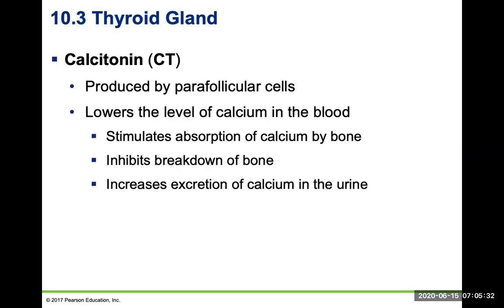Calcitonin lowers the level of calcium in the blood, so it will inhibit the breakdown of bone and increase excretion of calcium in the urine. Inhibiting the breakdown of bone means that because bone will not be broken down, calcium will stay in the bone where it is normally stored. So it'll lower the level of calcium in the blood.